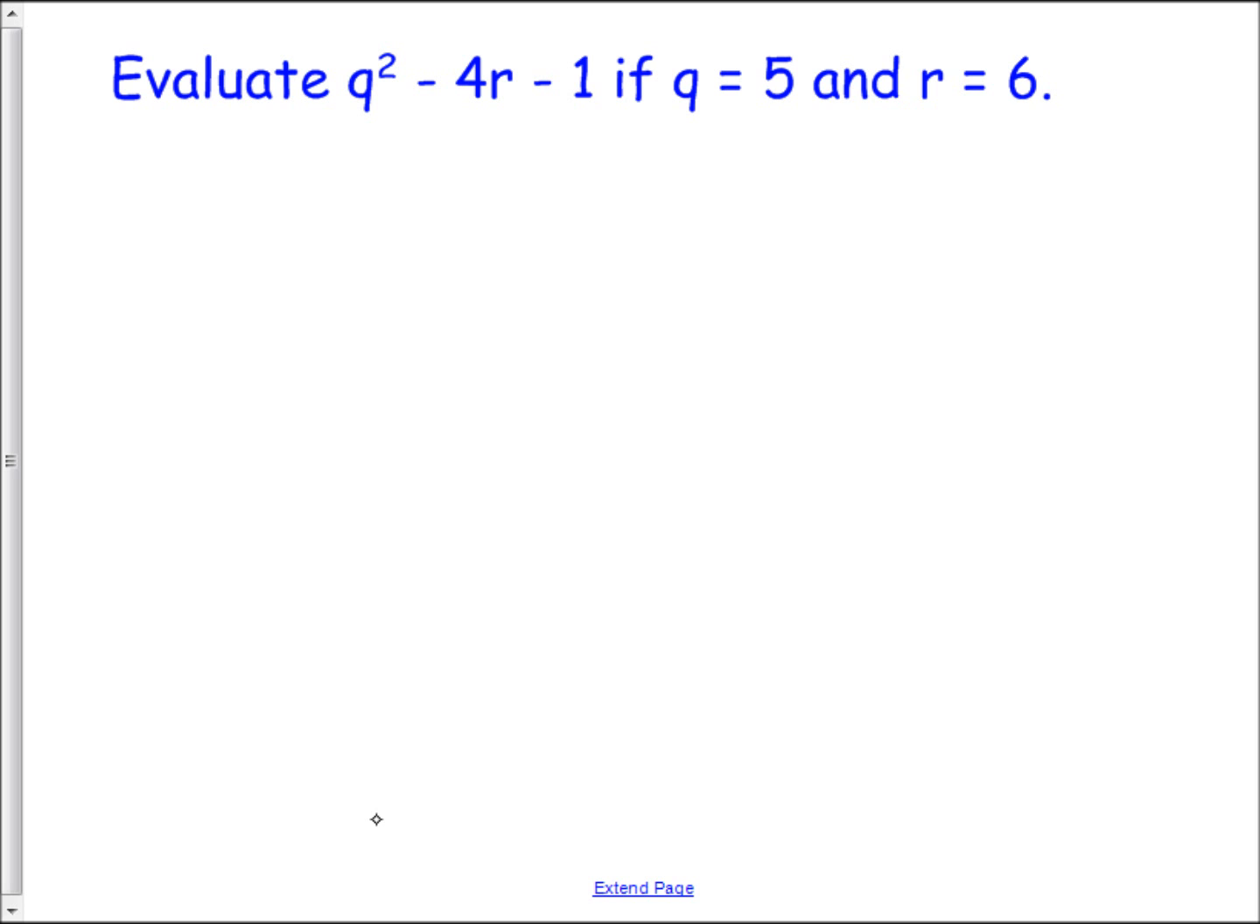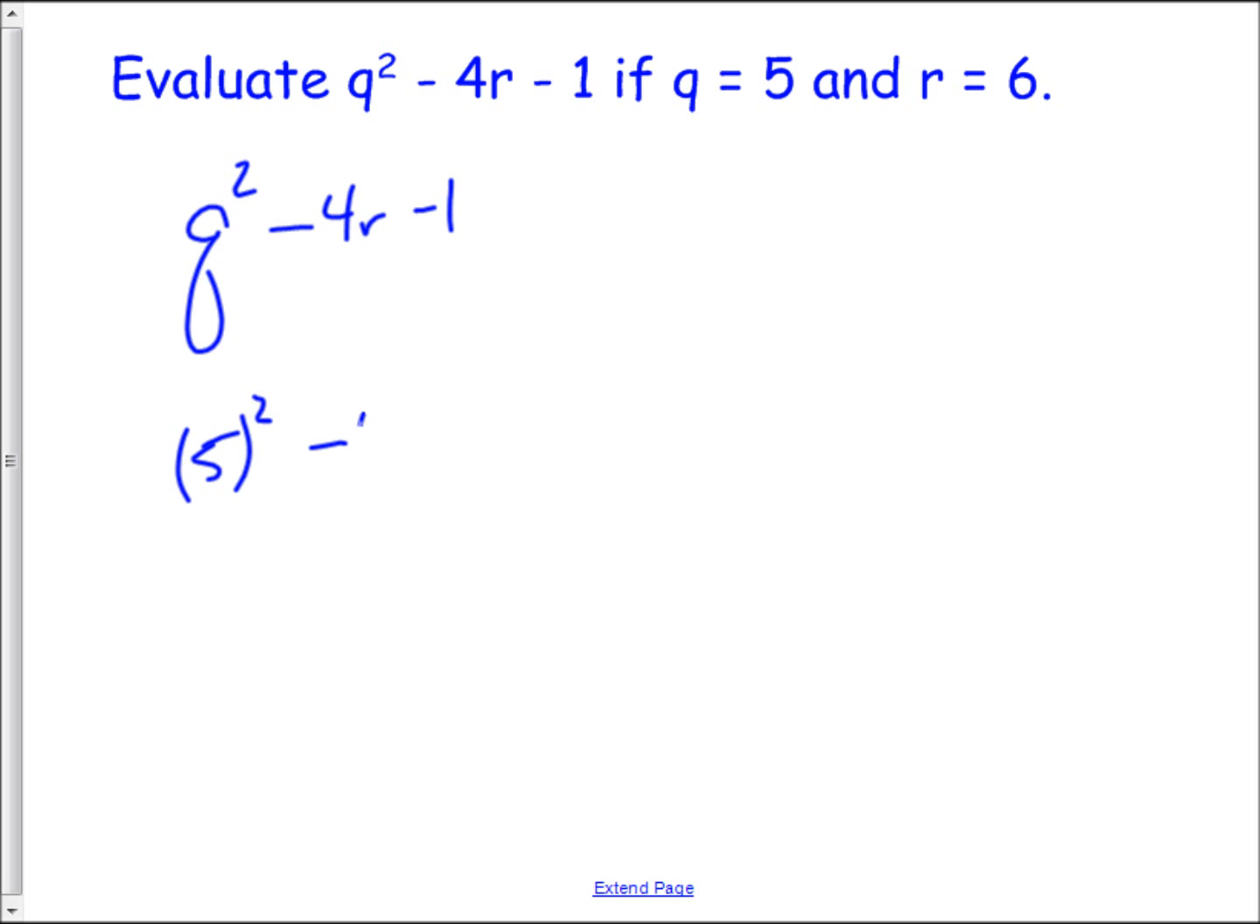All right, evaluate. So let's go ahead and copy the original problem, which you will be required to do for homework. Q squared minus 4R minus 1. All right, now we'll substitute. So we're going to do 5 squared. Now, it's always a good habit to get into when you're substituting, especially with an exponent, to go ahead and put the substitution in parentheses, just in case you were to have a negative value, that would definitely change what it looks like. So get in the habit of substituting with parentheses.